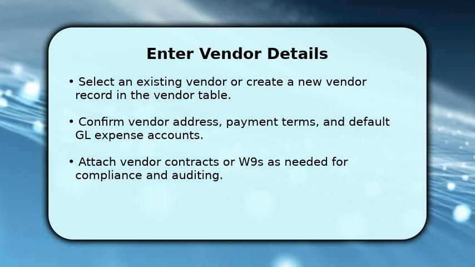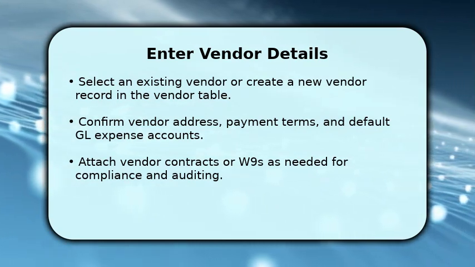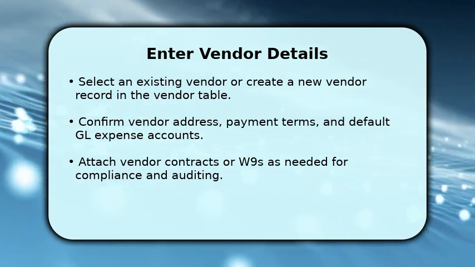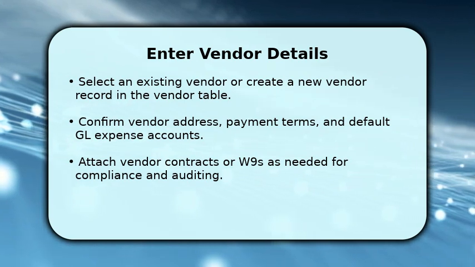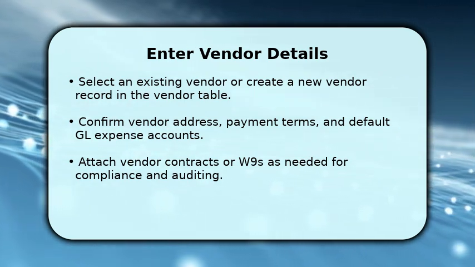Start by choosing the vendor for this PO and confirm the address and payment terms. If the vendor is new, create a vendor record and populate tax and bank details.